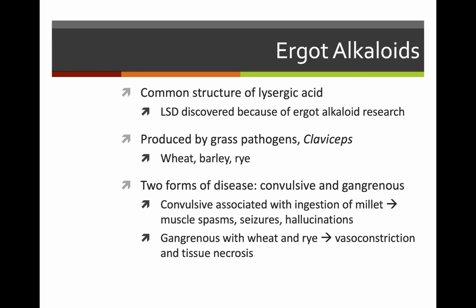So ergot alkaloids are thought to be the reason behind the Salem witch trials, that the children had consumed contaminated millet and were having hallucinations. And sometimes what can happen is if a group of individuals are all experiencing things like hallucinations, one of the more dominant personalities in the group can kind of drive the hallucinations of everyone else. And so many people now believe that that is what actually led to the Salem witch trials.